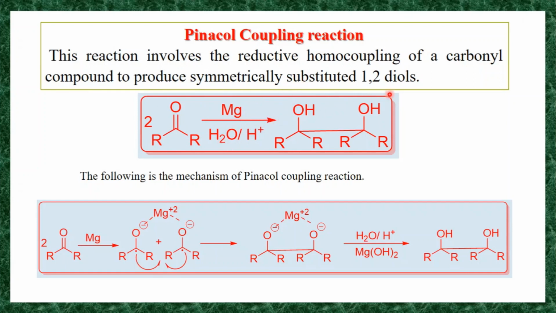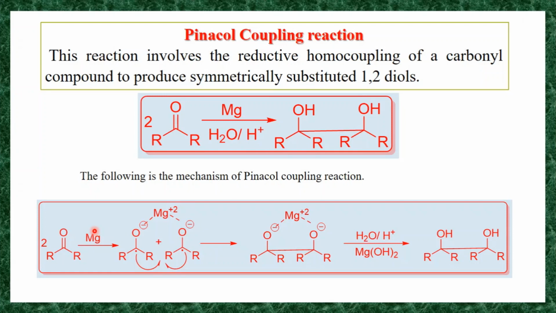Okay, you will get this symmetrically substituted 1,2 diol, and the following is the general mechanism of Pinacol coupling. So this is a ketone, a general formula for a ketone, reacting with magnesium metal. This magnesium has two electrons in its last shell. How many electrons? Two electrons.